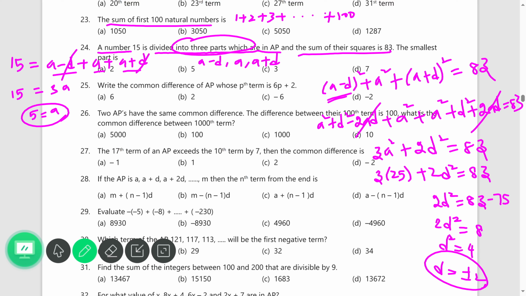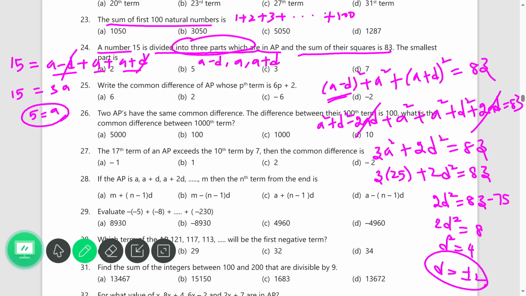Why both will be there? Both will be there. But they ask the smallest number, so we can go with 3. Why is it the smallest number? Listen. A minus D, what did I find? A plus D. The sequence will come in the reverse order. This is 3, A value is 5, A plus D is 5 plus 2, 7. So 3, 5, 7 I am getting.